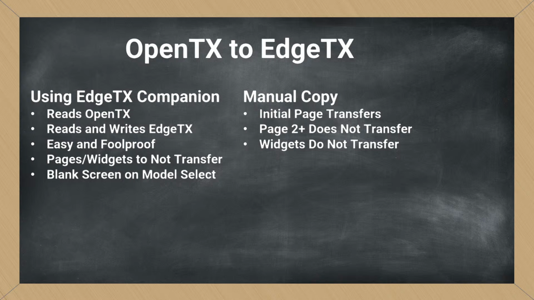Pages and widgets, as I said, do not transfer, and you will get a blank screen on model select. I will show you what that looks like. On manual copy, the initial page does transfer. So I think what happens is, when you do a manual copy, there's some kind of conversion process they baked into the firmware, I believe. I don't know, but when you do the manual copy, you do get the first page, although it's blank. It's wiped clean of widgets. Page 2+ do not transfer. I did confirm that. And of course, the widgets do not transfer. So we kind of covered that.